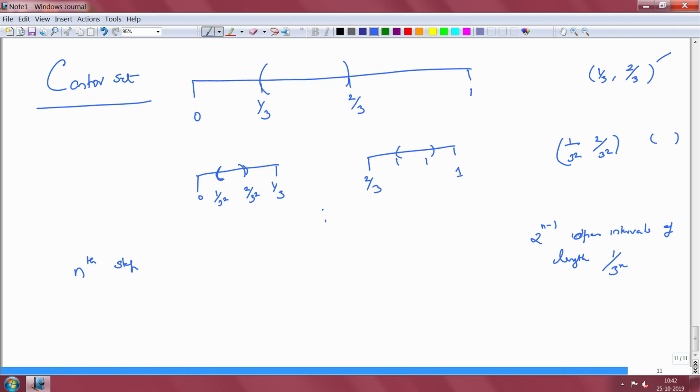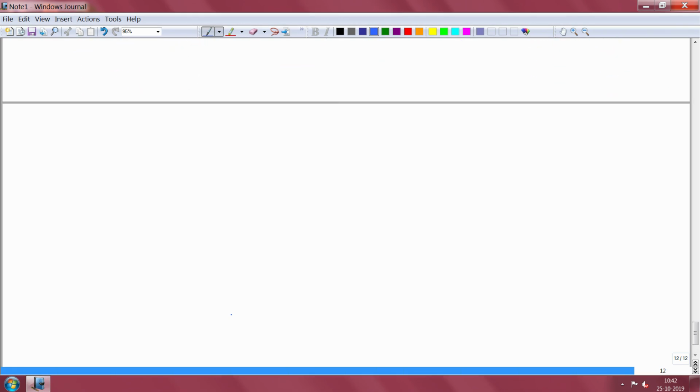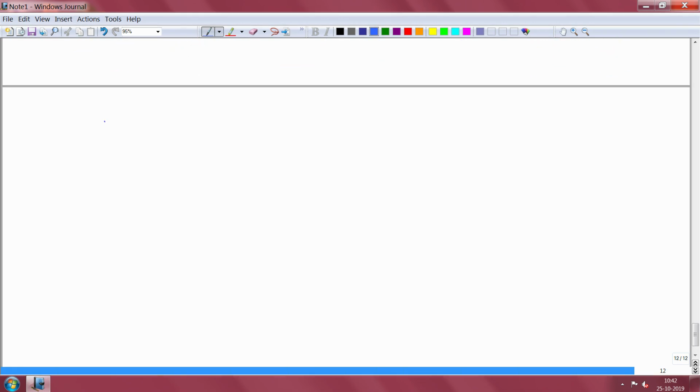So, at each stage, let us call this C1, let us call this C2, and so on. I have Cn and so on. I continue this for infinitely many steps. So, I have C1, which is bigger than C2 because I am throwing away things from C1, and I throw away from C2, and so on. What do I know about them?